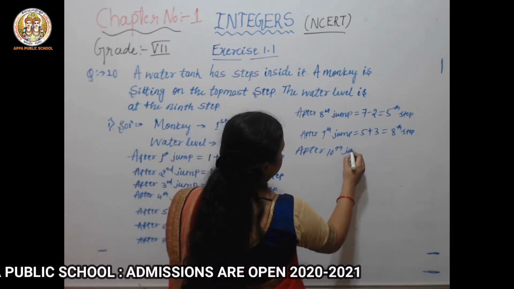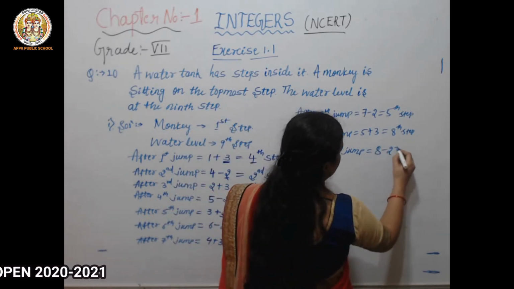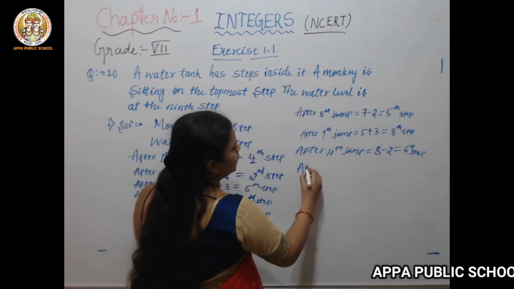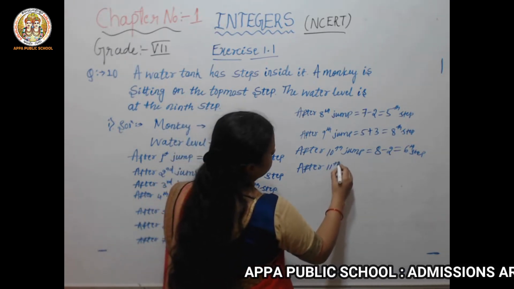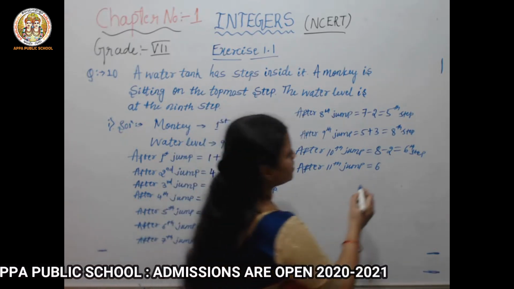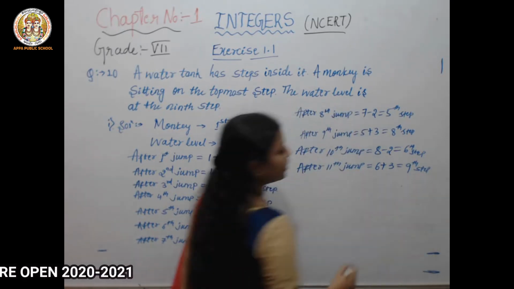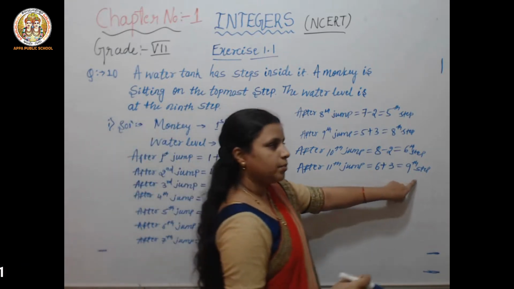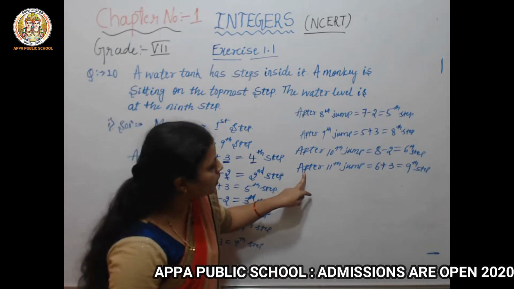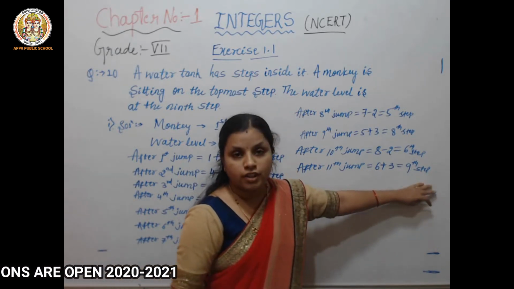The next is after the 10th jump. Here 8 minus 2 is the 6th step. Next, after the 11th jump. After the 11th jump, it has 6 plus 3. It has the 9th step. See here children, we got the 9th step. The 9th step is the water level. So after how many jumps will the monkey reach the water level? After the 11th jump, the monkey will reach the water level.